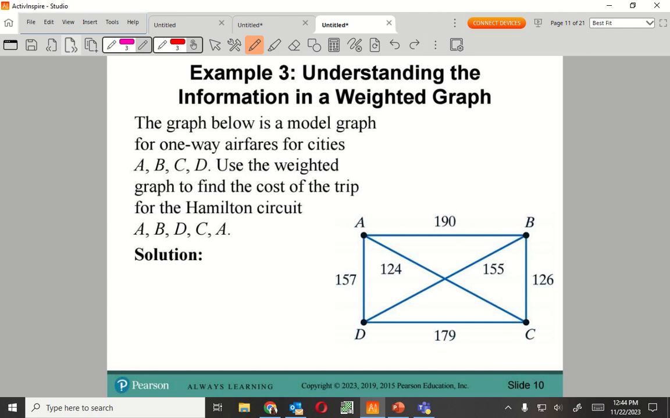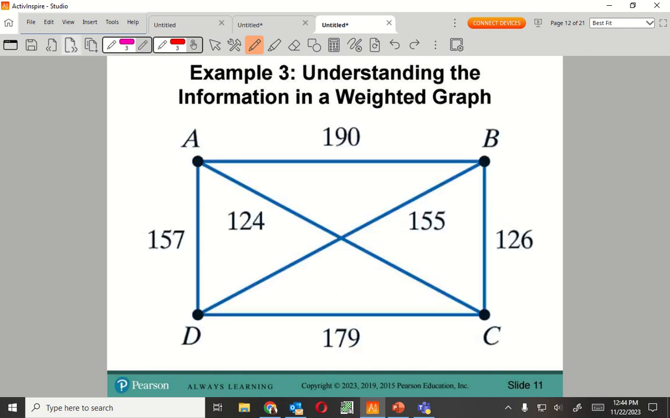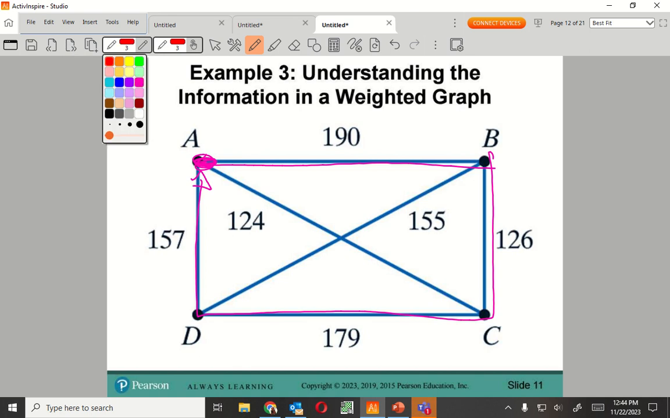Okay, information here. The graph below is a model for one-way airfares for cities A, B, C, D. Use the weighted graph to find the cost of the trip for the Hamilton circuit of A, B, C, D, A. Let's see. Starting at A, I went to B. I went to C, D, A, right? Now, how would I figure out the cost of each one? Add them up, very good. That's all I have to do.